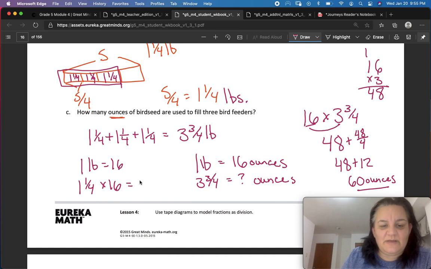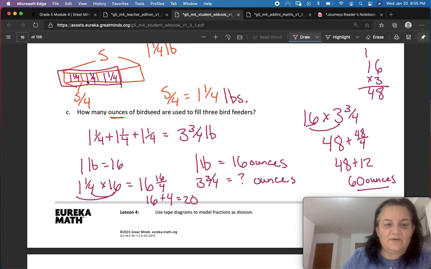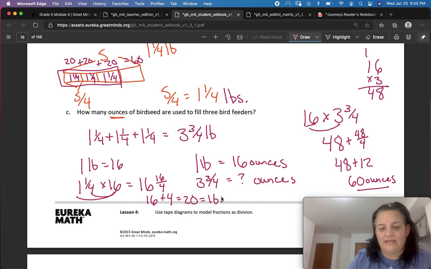So 16 times 1 is 16. Now 16 times 1/4 would be 16/4, which is actually 16 divided by 4, which equals 4, so 16 plus 4 equals 20. So if we have 3, 20 plus 20 plus 20 equals 60. Oh my gosh, that was so much easier, wasn't it? Why didn't I do that the first time? That equals 20 ounces for 1 bird feeder. And we want to fill 3. So we need 60 ounces for 3 bird feeders.